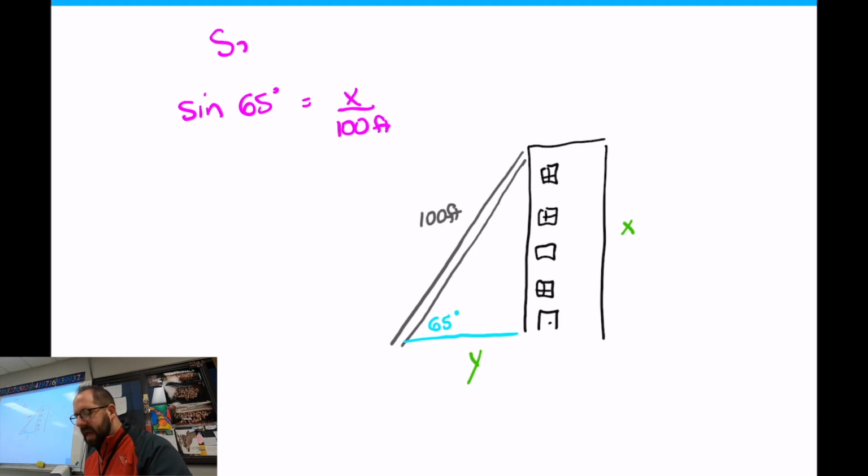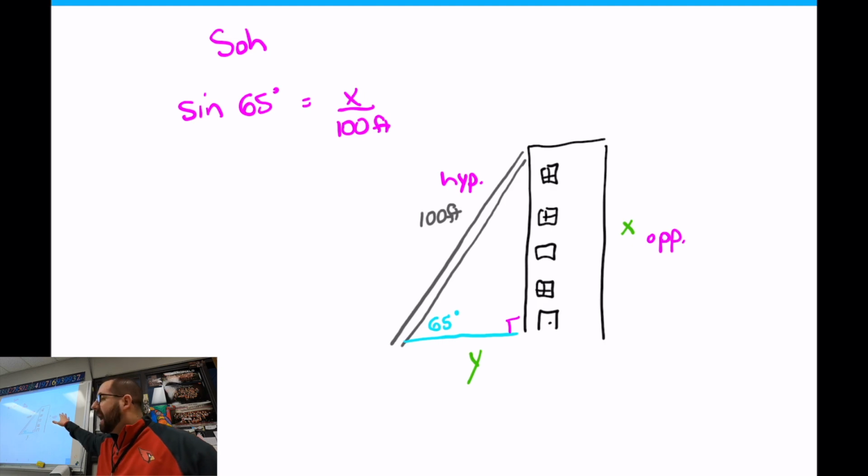On this picture, this is the opposite wall of the 65, and it is clear that the hypotenuse is the biggest wall of that right triangle. And that is a right triangle. Hopefully that building is straight up and down. The opposite is x, so I set it up.